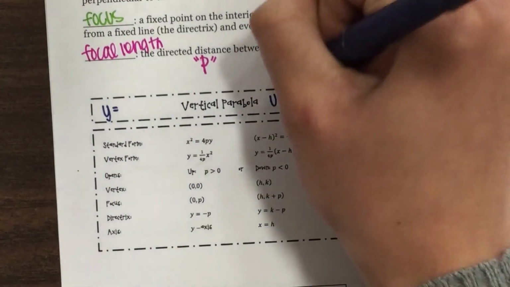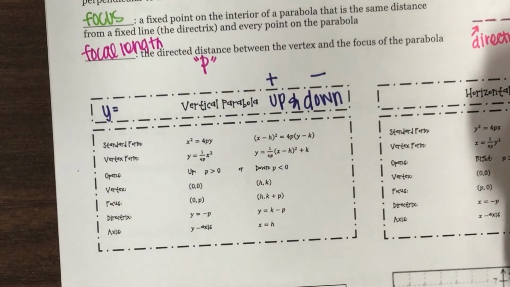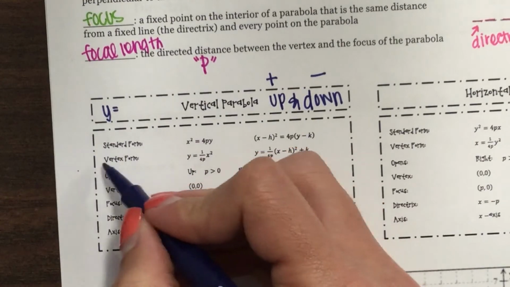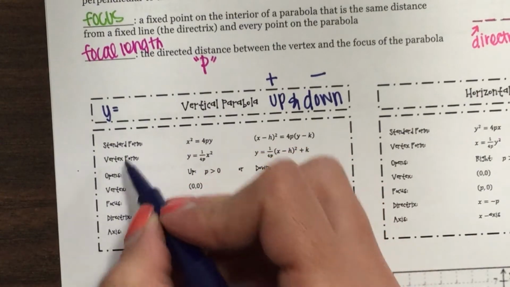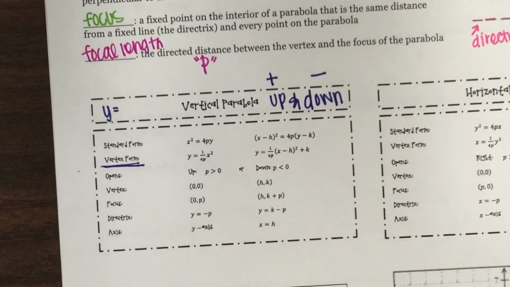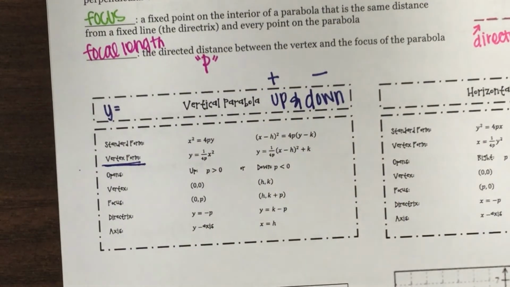If it's positive, it's up. If it's negative, it's down. Okay? And then there's two different forms here. There's standard form and there's vertex form. We're going to be working mostly with vertex form. So we need to get these graphs in y equals blah, blah, blah. Okay? We'll go more through this. This is more to just go back and reference.